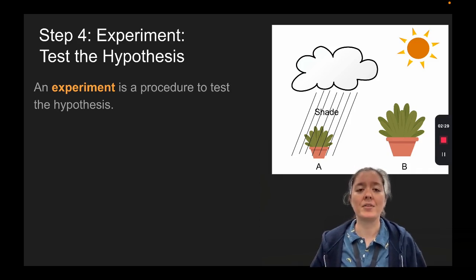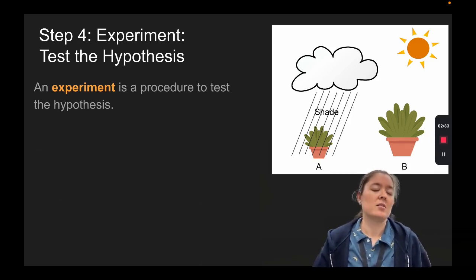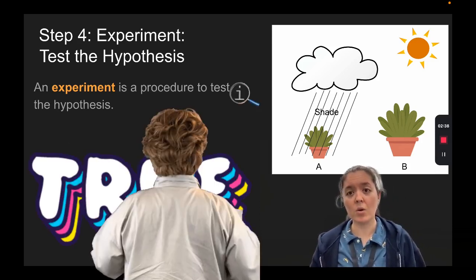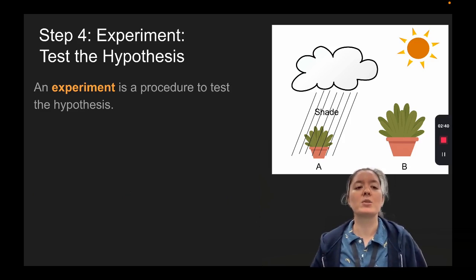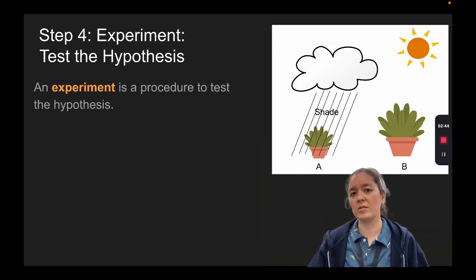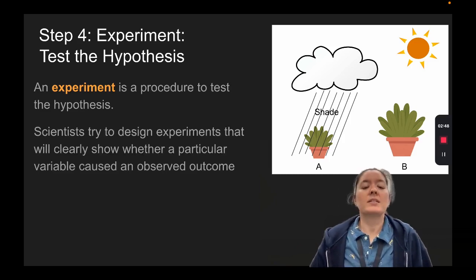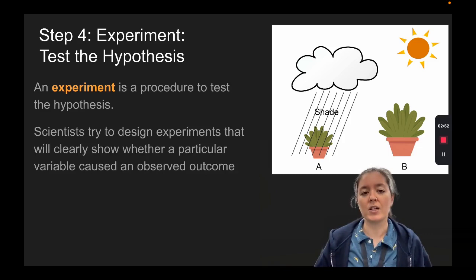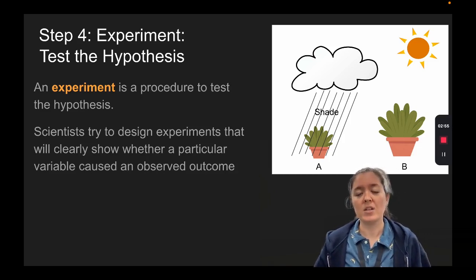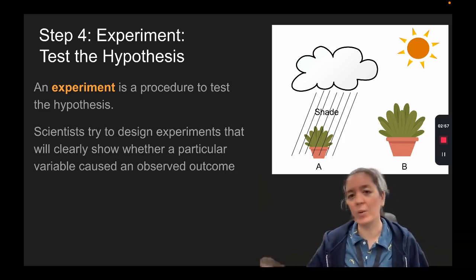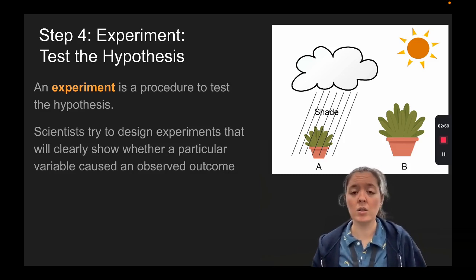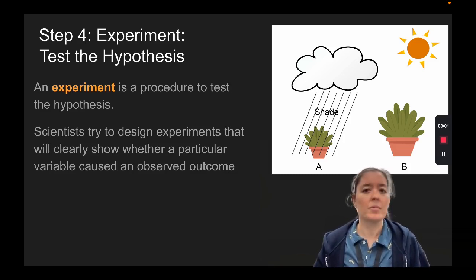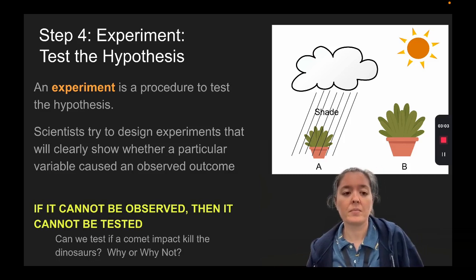Step 4, experiment. Test our hypothesis. So our experiment will be testing our hypothesis. Was our prediction true or was it false? An experiment is something scientists set up in order to test that hypothesis. Scientists try to design experiments that clearly show whether a particular variable caused an observed outcome. So what is something that changed between our 2 things, or more than 2, that changed the outcome?